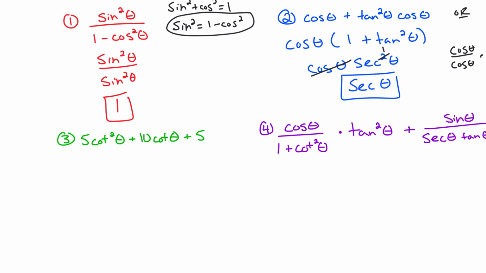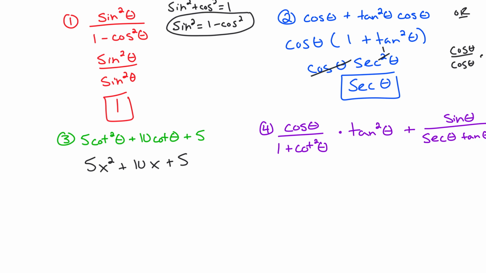Problem number 3 is, spoiler alert, I told you it wouldn't go away, factoring. 5 cotangent squared theta plus 10 cotangent of theta plus 5. That's a quadratic. Here, let me replace the cotangents with x's, and this would be 5x squared plus 10x plus 5. All y'all will be able to recognize that as something you could factor.